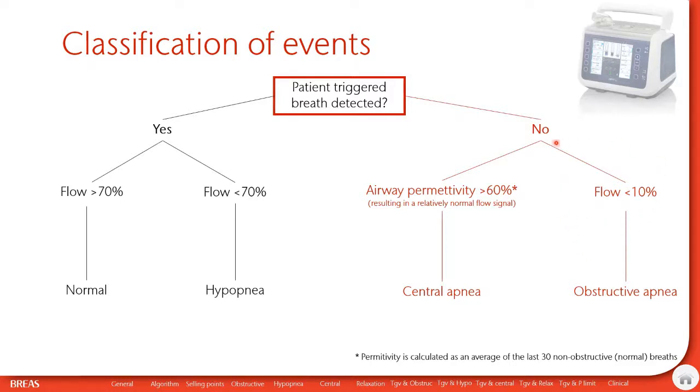If that is not the case, so if the flow is in between 70% and 10%, and the check for airway permittivity shows a permittivity above 60%, resulting in a relatively normal flow signal, the classification of the event will be central apnea.